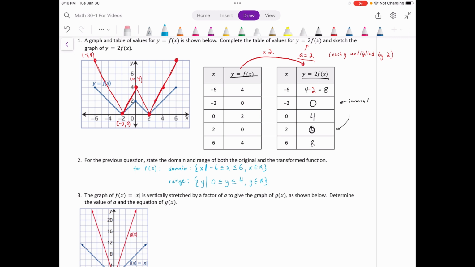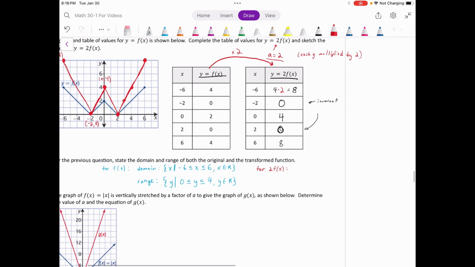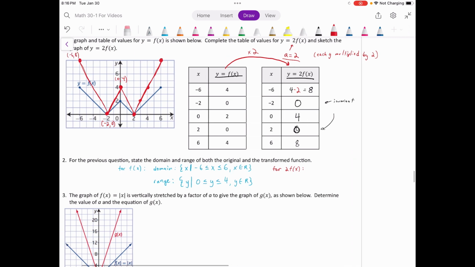Okay, what about for the transformed function, for 2f of x? Well, take a look here. Has the domain changed? No, right? That's not very surprising because with a vertical stretch, we're not multiplying the x values of each point by anything, right? We're leaving the x's alone. We're multiplying every y by 2 for a vertical stretch. So it's still going to go from negative 6 up to positive 6. We can see that from the graph as well that we just made.